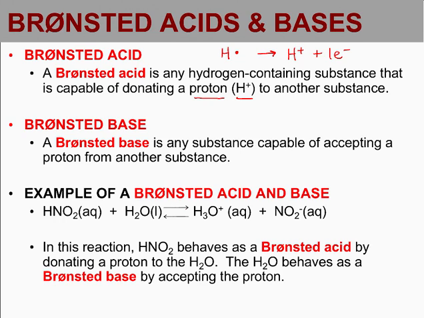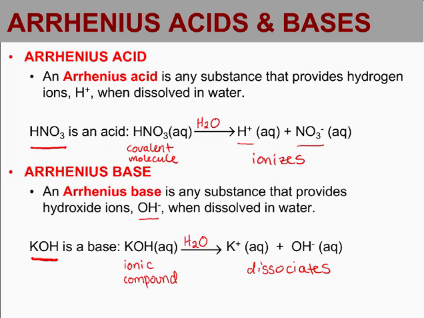All right, and then a Bronsted base is any substance capable of accepting a proton from another substance. Okay, so the Bronsted acid definition is really similar to the Arrhenius definition of an acid, but the Bronsted base definition is a little bit different here. Remember on the last slide we said that an Arrhenius base is any substance that provides hydroxide ions in water.